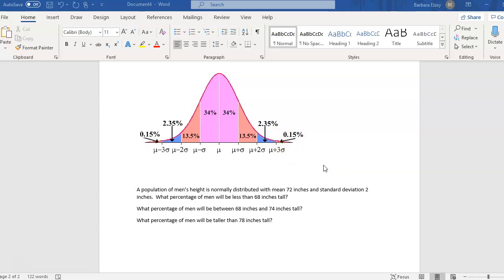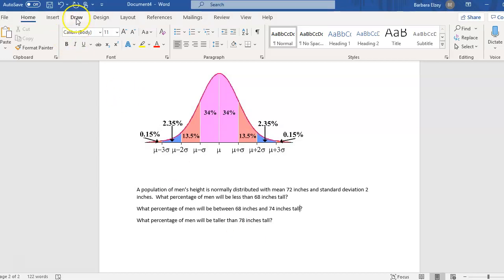So we're going to use the empirical rule and this picture, and you have one on Blackboard that you can also use to help us answer these questions. A population of men's height is normally distributed with a mean of 72 inches and a standard deviation of 2 inches. We want to know what percentage of men will be less than 68 inches tall.